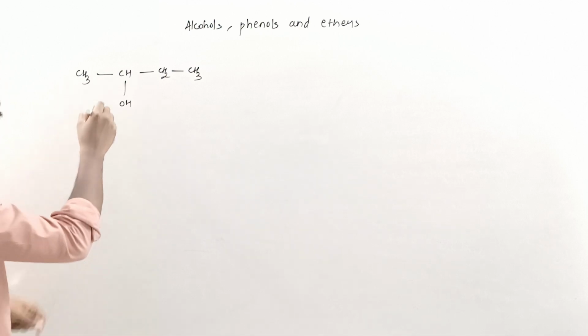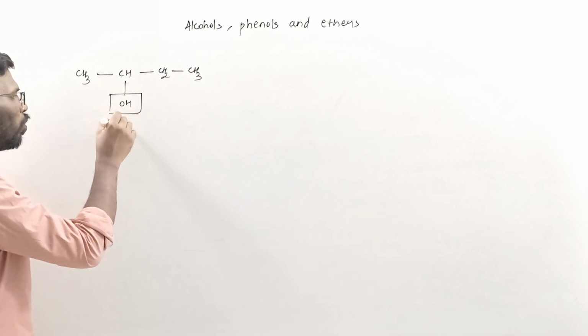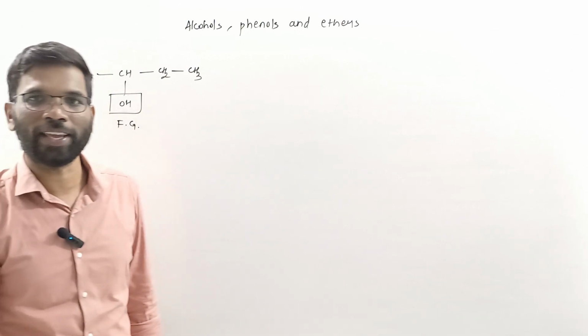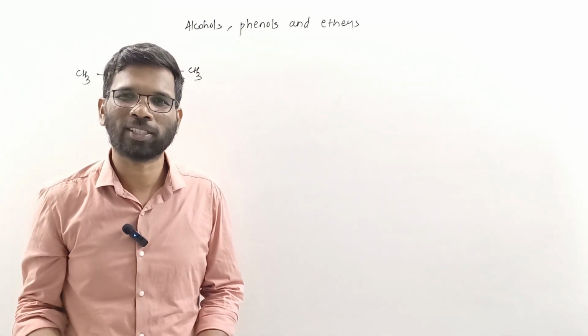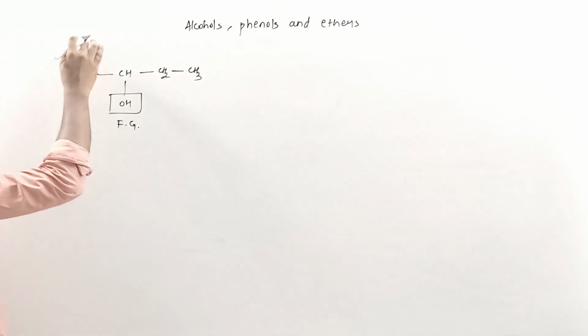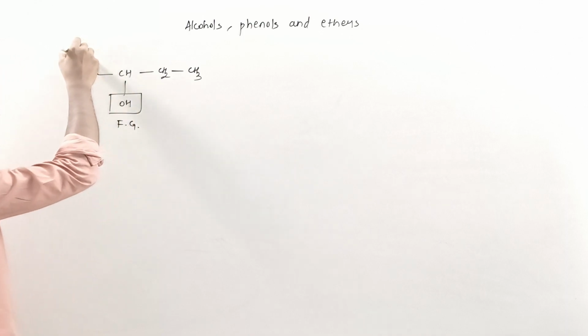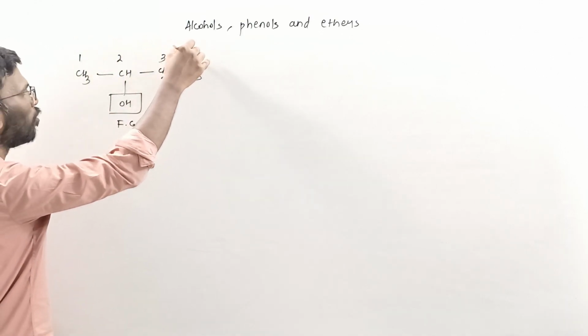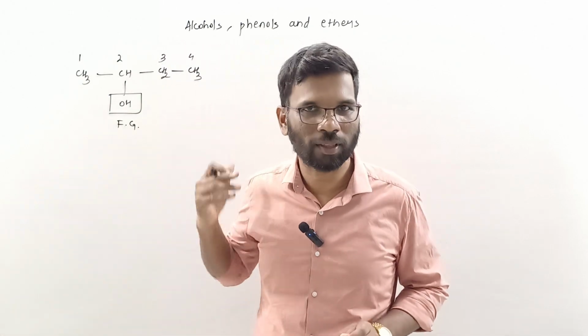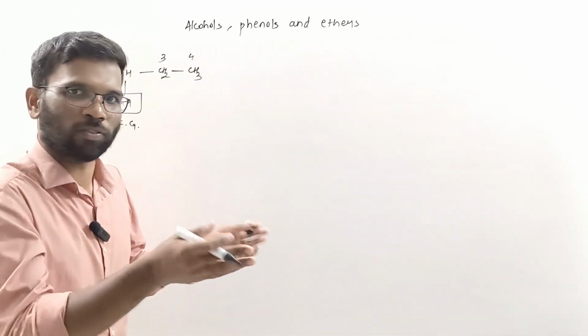So for naming, there is a functional group. This is a functional group, right? How do we name this? Numbering should be done in such a way that the functional group gets the lowest number, right? Since there is no double bond, and even if there was a double bond, the functional group should get the lowest number. 1, 2, 3, 4. So prefix, there is no prefix. There are no substituents in this case, so we are not writing the prefix.